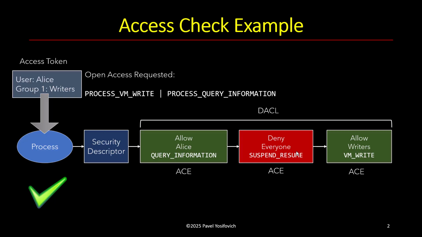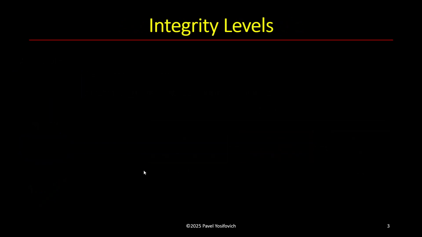But in the original security system, this doesn't get checked. And so it just checks the DACL. So in this little example, Alice would be able to open a handle to this process regardless of whether this process is running with admin privileges or not, which might seem a bit strange, and perhaps we don't really want that to work in this way. So this is where integrity levels come in.